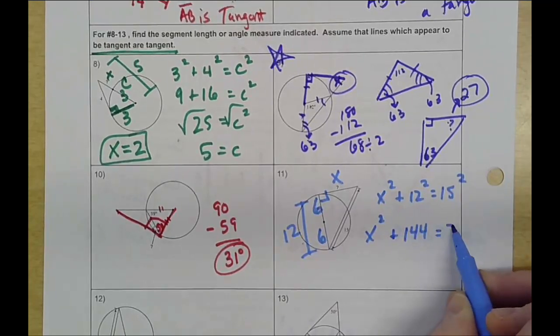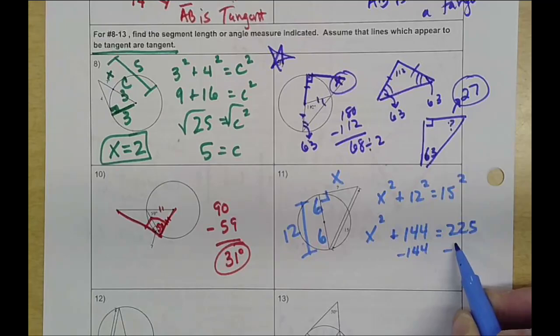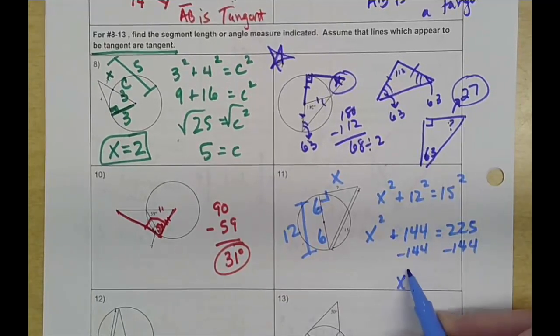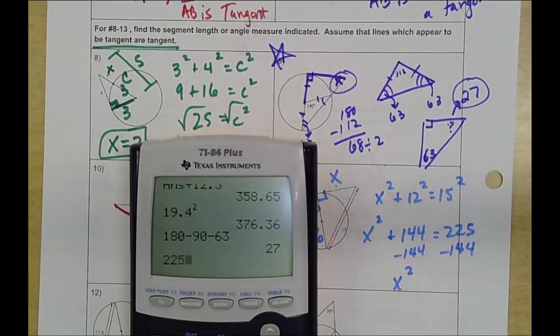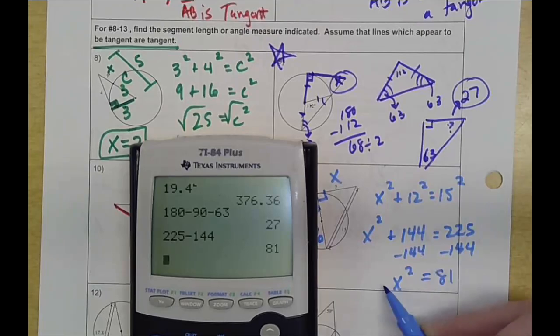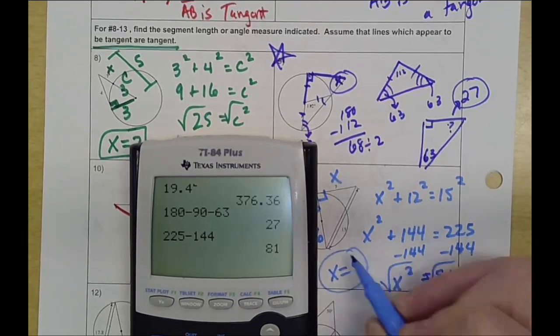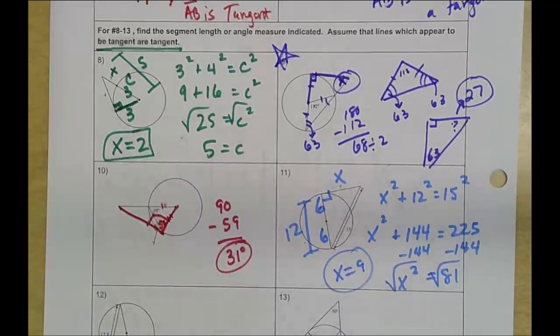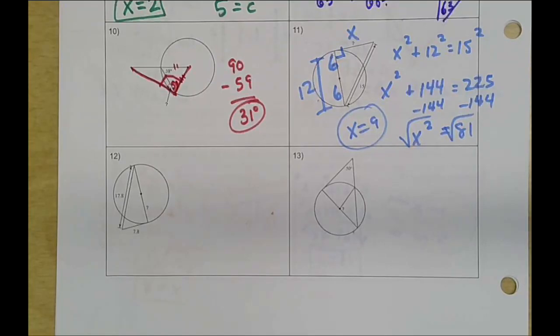144. 225. When I subtract, let's see, x squared is going to equal 225 minus 144, 81. That's what I thought. I was doubting myself. X equals 9 in this case. Told you these are going to go fast. They're all very repetitive. Stay with me.